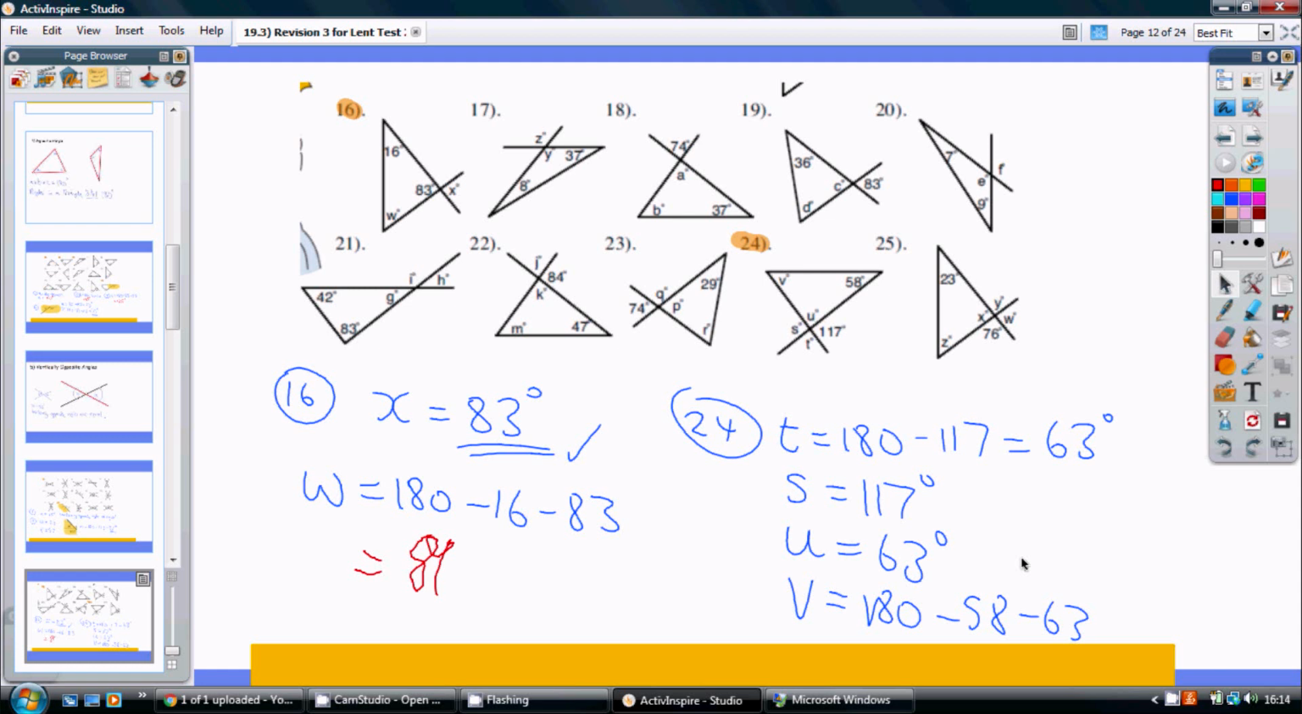So 180, take away 58, take away 63 equals 59. So that should be 59. So V is 59. Shall I just write that in? There we go. V equals 59.